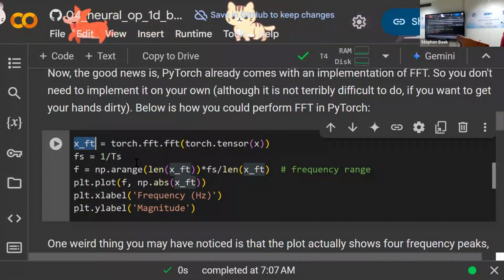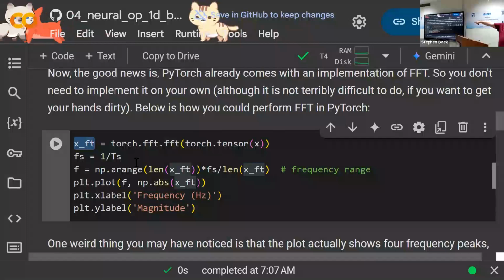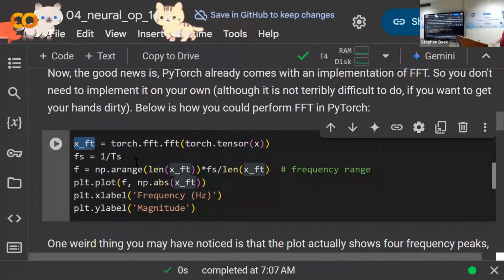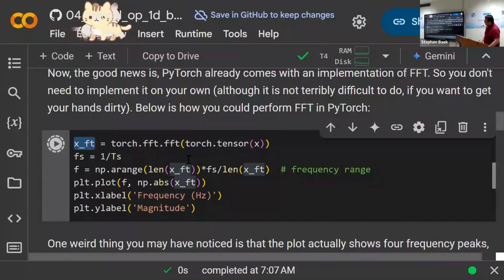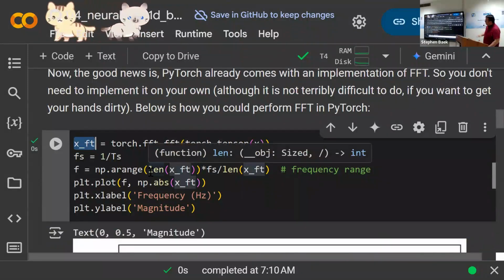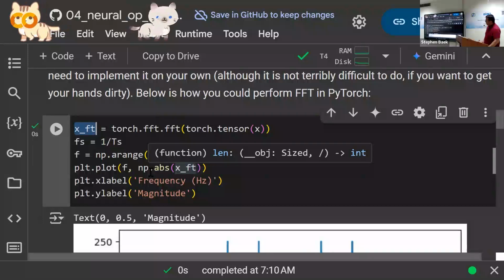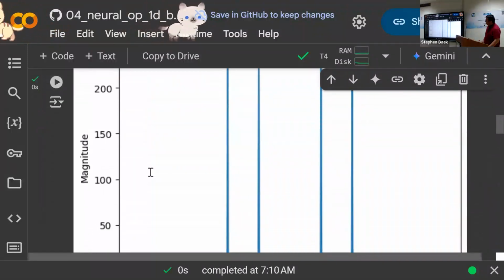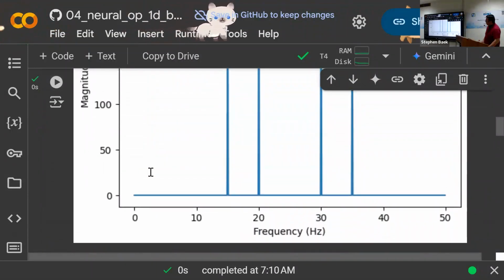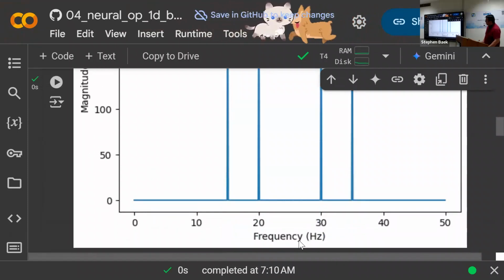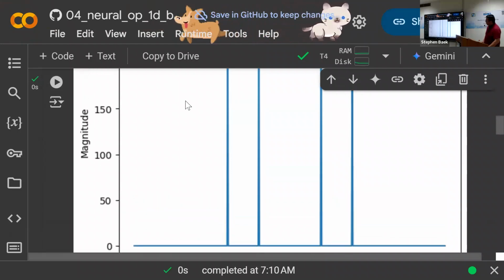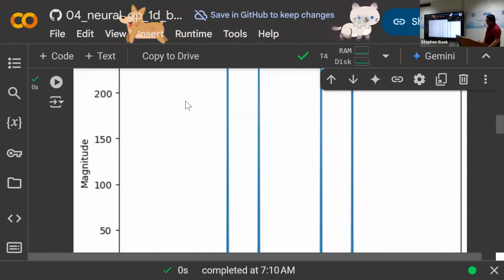So that's the Fourier transformed signal. That's the coefficient that I was talking about before the break. And then, after a little bit of processing, I plot the FFT result over here. In the horizontal axis, we have the frequency. The vertical axis, we have the magnitude. And it seems like we have some coefficients discovered over here.